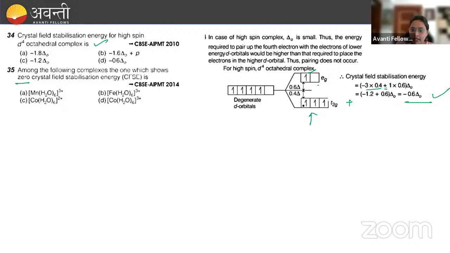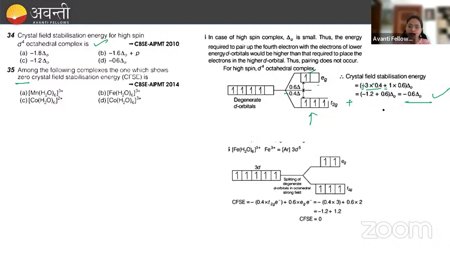The number of electrons present in the lower orbital plus the number of electrons present in the upper orbital, for which I will give the minus sign. Calculate that and you will get this answer. Next, which one is zero? So zero is for [Fe(H2O)6]3+.